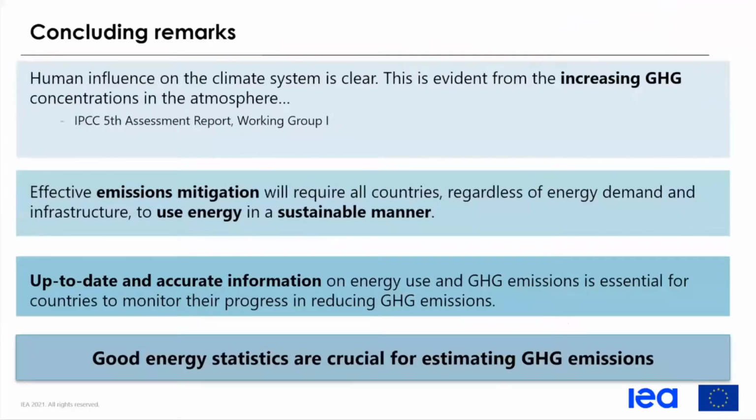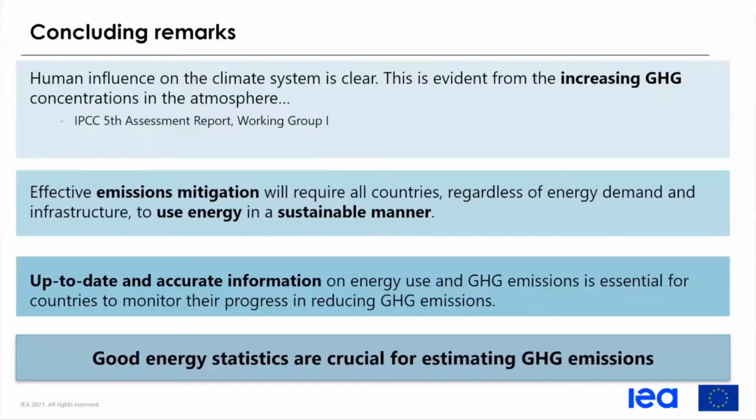And now to conclude, there's a scientific consensus regarding the role of anthropogenic CO2 emissions in increasing the greenhouse gas concentration in the atmosphere and global warming. Effective emissions mitigation requires collaboration on a global level, and up-to-date and accurate information on greenhouse gas emissions is essential for effective climate policy making. And most importantly, greenhouse gas emission estimates are only as good as the energy statistics which underlie them.